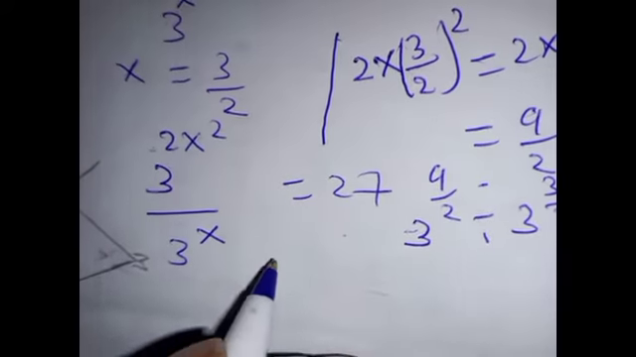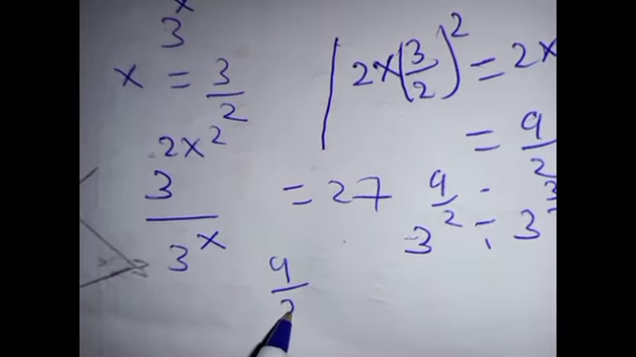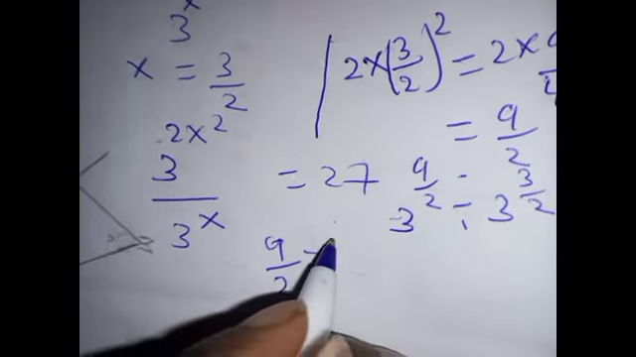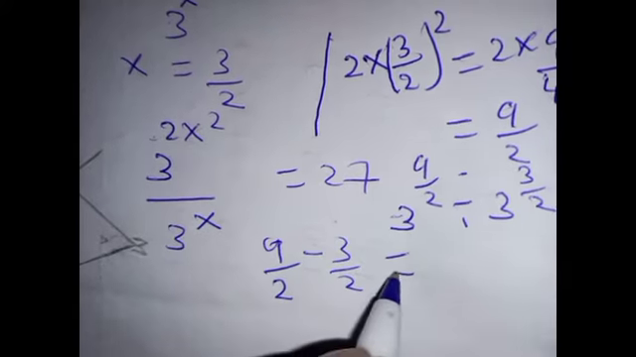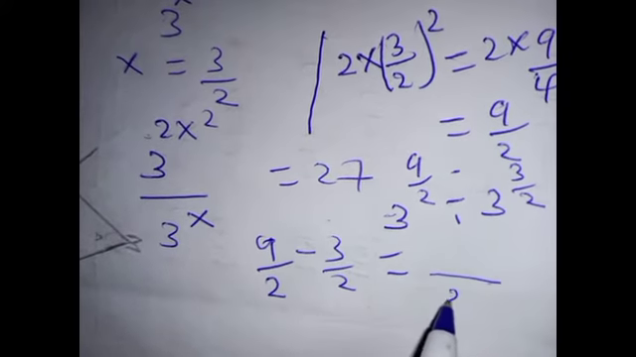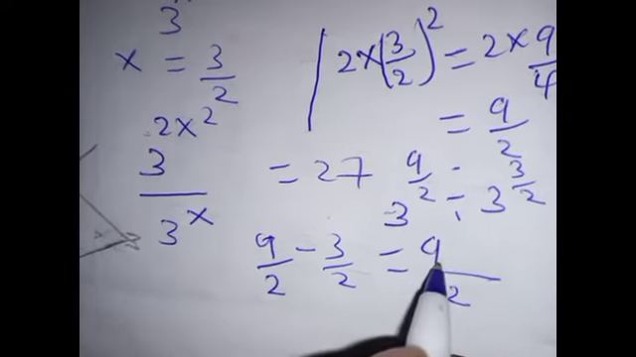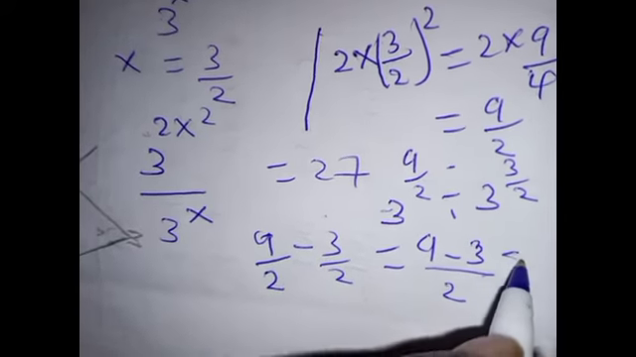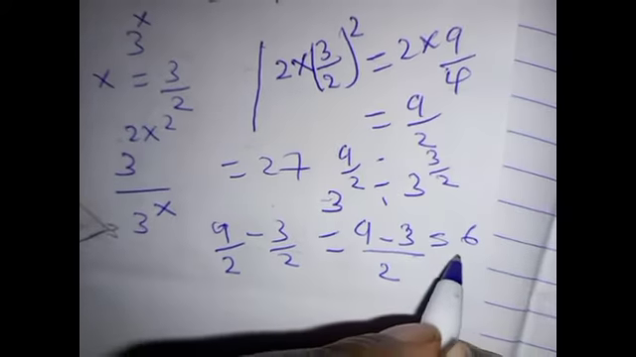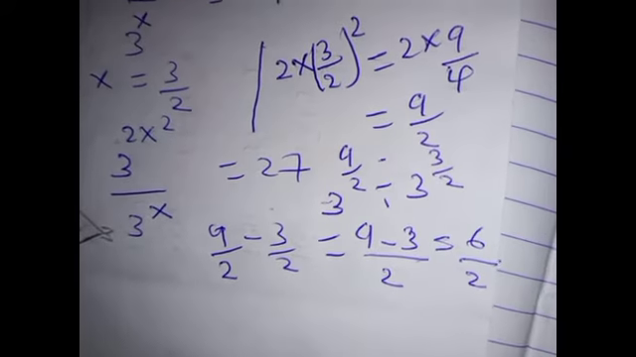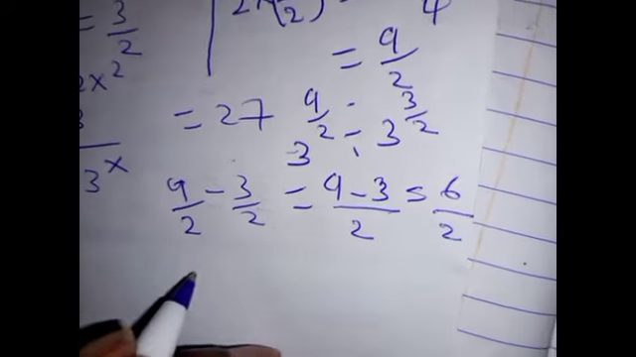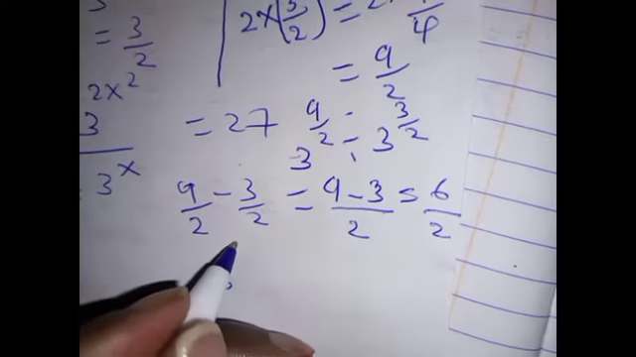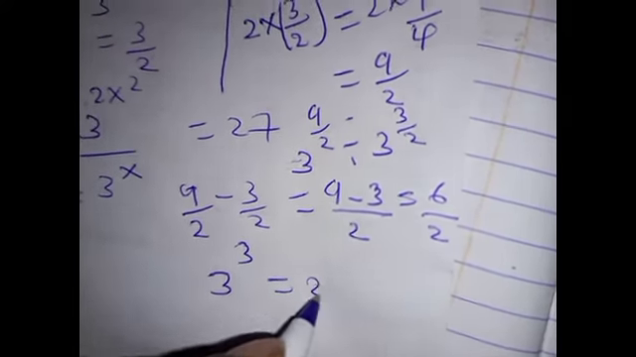So you have 9 over 2 minus 3 over 2, which is equal to, LCM is 2, so you have 9 minus 3, which is equal to 6 over 2. So 3 power 3 is equal to 27.